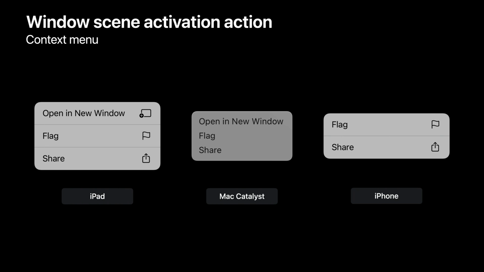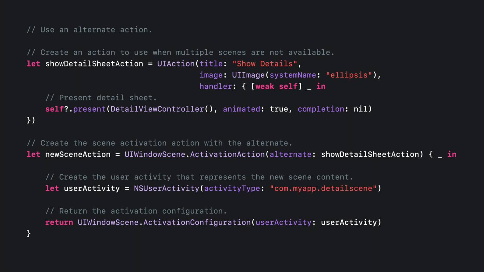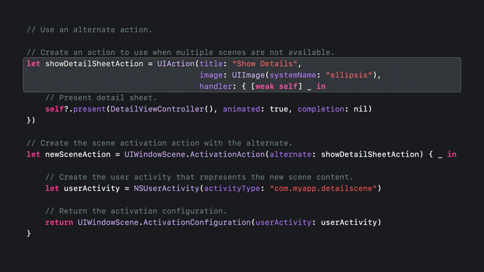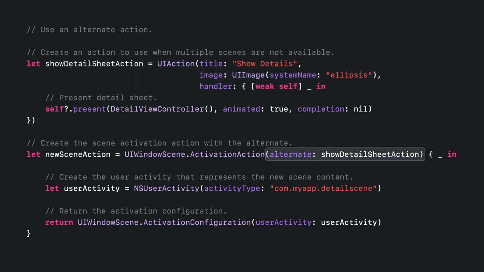If you would rather show another item in its place, you can provide an alternate action. Let's update the previous example to offer one. To do this, start by creating the alternate action. The new action's title and image are shown when multiple windows are not available. Then, update the initializer of the scene activation action by passing the new action as the alternate.